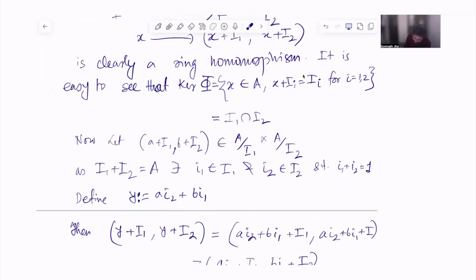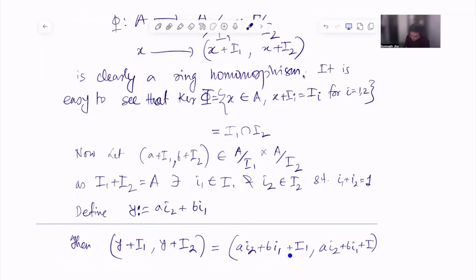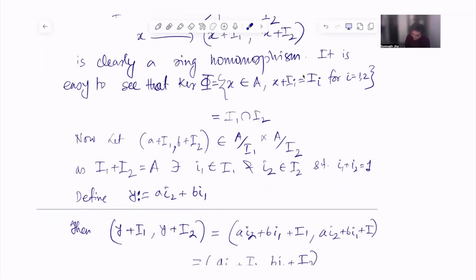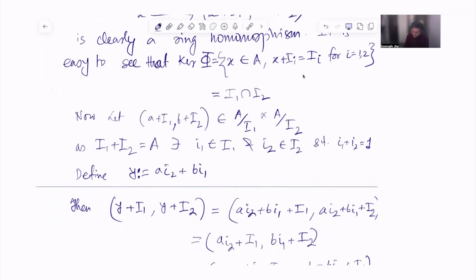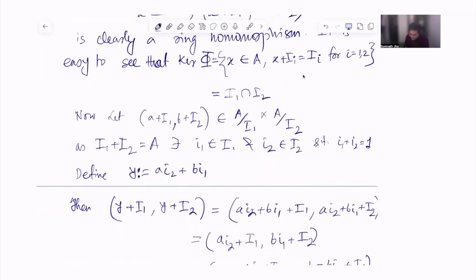Then y plus I1 and y plus I2, what is it? It is a i2 plus b i1 plus I1 and a i2 plus b i1 plus I2. At this stage we have not done anything, we just applied the definition. y goes to (y plus I1, y plus I2). This is equal to y. But now notice that since small i1 is in capital I1, b times small i1 is also in capital I1. So this is an element of I1, and this coset is nothing but a i2 plus I1.